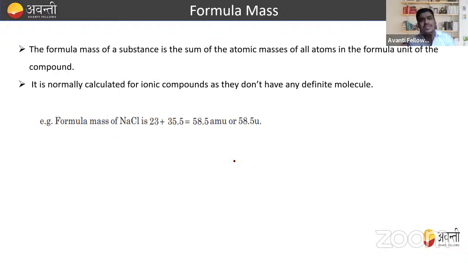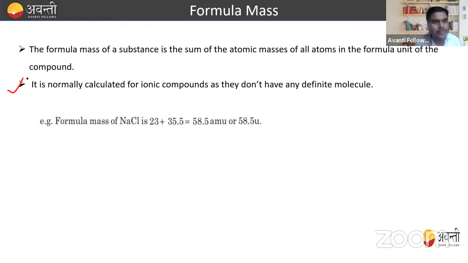The formula mass of a substance is actually the sum of the atomic masses of all atoms in the formula unit of the compound. Just remember this thing. It is the sum of the atomic masses of all the atoms in the formula unit of the compound. In case of molecular mass, it is the sum of all the atoms present in a molecule, and here, all the atoms in the formula unit. Just remember this concept, right?